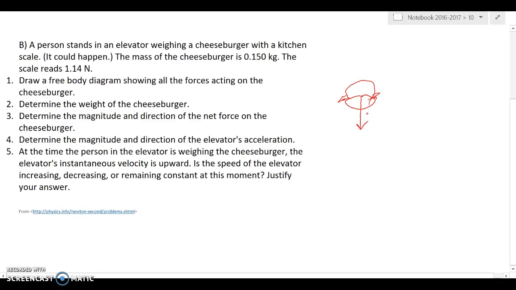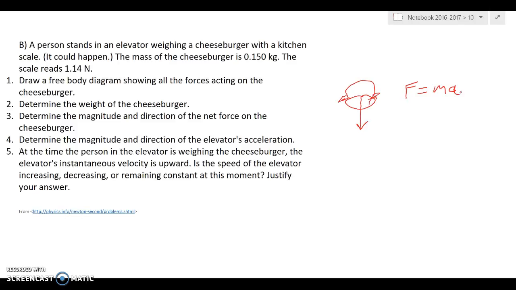Question 4, determine the magnitude and direction of the elevator's acceleration. You might choose this equation here. I mean, you've worked out the average force on the cheeseburger. You know the mass of the cheeseburger, and so you can work out the acceleration of the cheeseburger. Now, the cheeseburger should be accelerating with the same acceleration as the lift, because it's being held by a person within the lift.